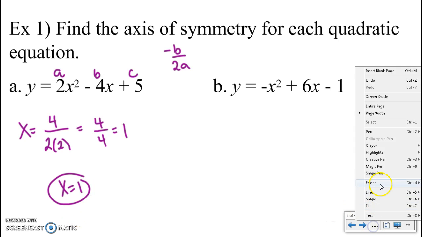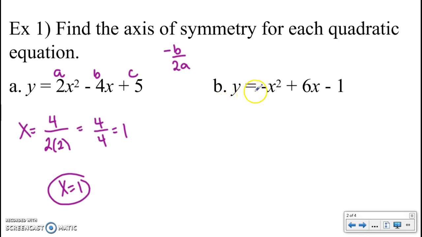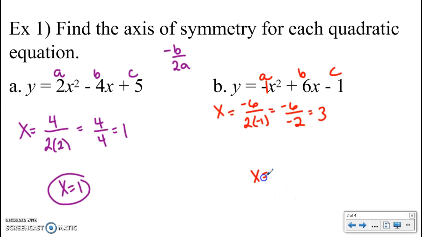Let's do one more of those. Okay, a in this problem, remember there's an invisible 1, so a is -1, and over x squared. B is +6, and c is also -1. So now when I plug this in, the opposite of b for the top is going to be a -6. I'm going to change my sign. Always have a 2 in the bottom times our a, and in this problem our a is -1. We're going to simplify the bottom. 2 times -1 is -2, and then divide. So -6 divided by -2 is +3. So x equals 3 is my axis of symmetry.